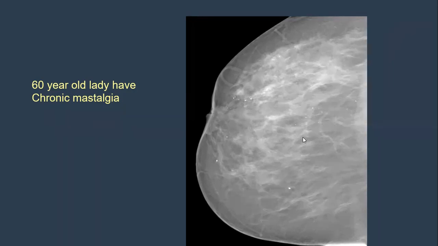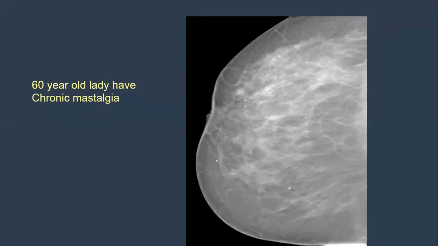What about this case? Did you see an abnormality? This is a craniocaudal view of the right breast, showing global asymmetry at the lateral part of the breast with associated architectural distortion. And where is the architectural distortion? At the lateral part of the breast.